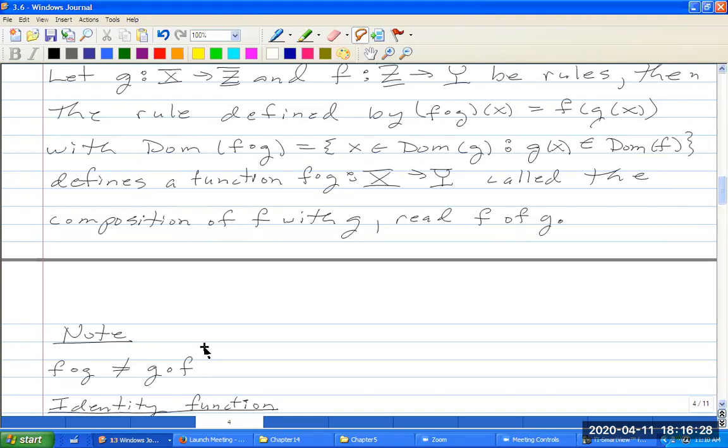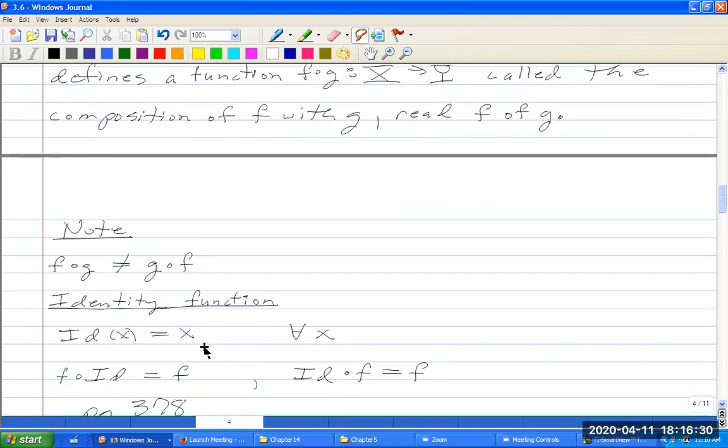The identity function. The identity function maps x to x. So the identity of x is equal to x for all x. Notice that f composed with the identity function is just the original f, and the identity composed with f is just f, for any function f.